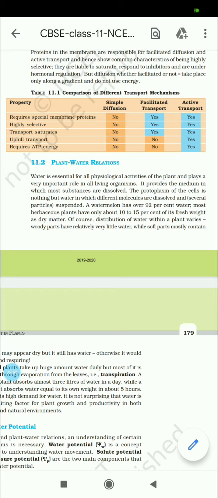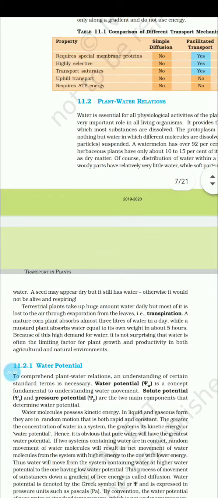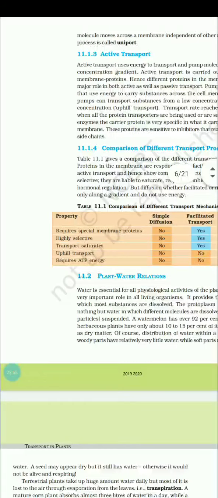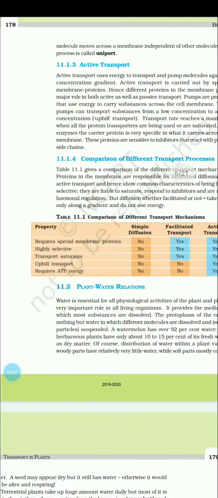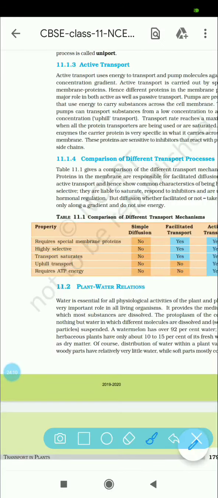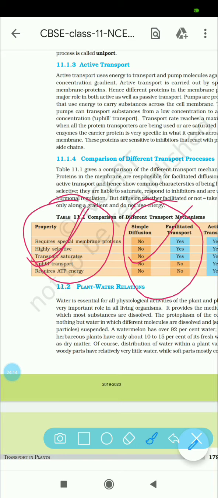So this is about the first part of the chapter and we end it. You should know about active transport, diffusion, facilitated diffusion, aquaporins, uniport, symport, antiport. You should know the definitions, and this table number 11.1 is highly important, so kindly go through it. It can be asked here. Also remember about the rotational movement.